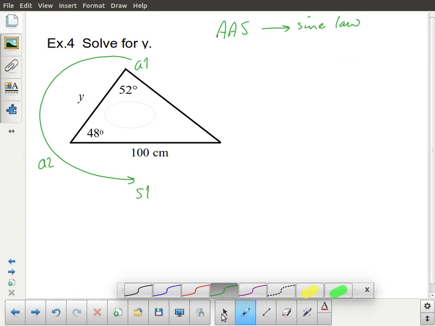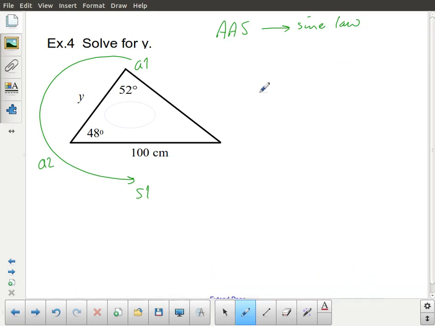So sometimes you can actually apply just a little bit of common sense there. This is a sine law. What are we interested in? We're interested in a side. So now let's do this one as if we want to save a little bit of time.